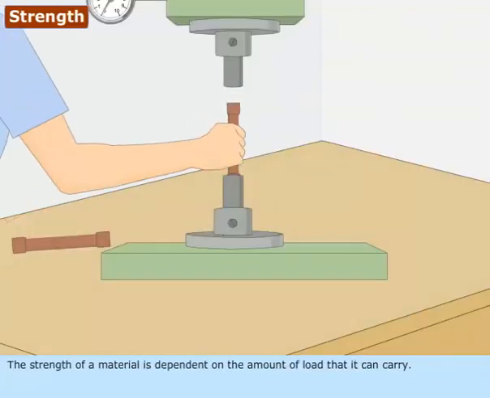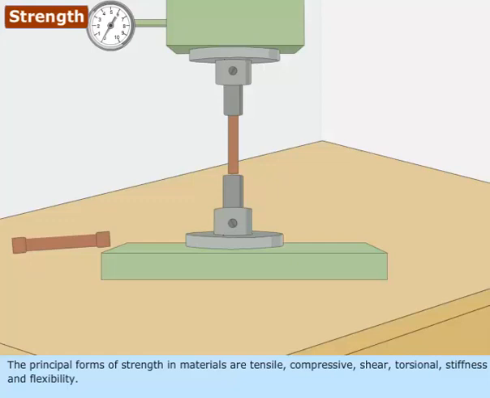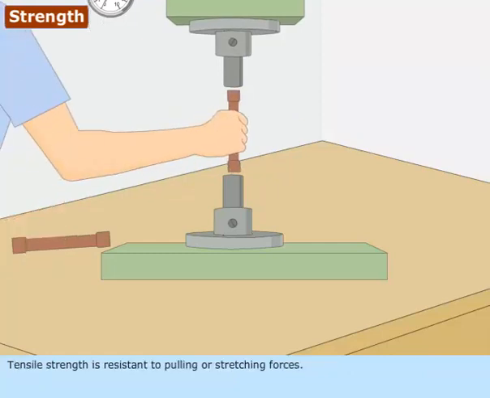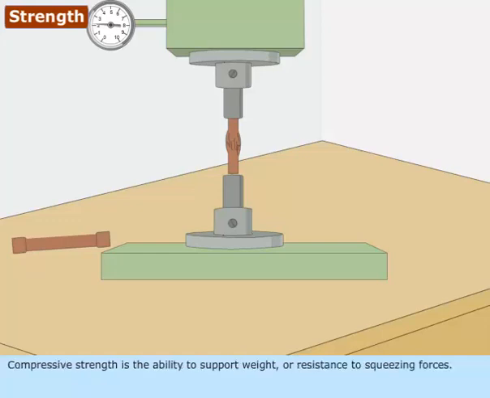The strength of a material is dependent on the amount of load that it can carry. The principal forms of strength in materials are tensile, compressive, shear, torsional, stiffness, and flexibility. Tensile strength is resistance to pulling or stretching forces. Compressive strength is the ability to support weight or resistance to squeezing forces.